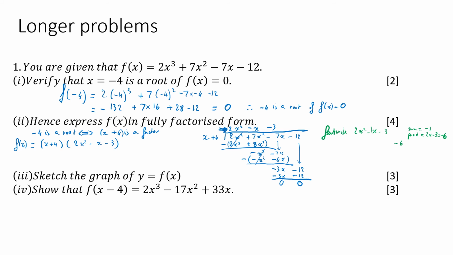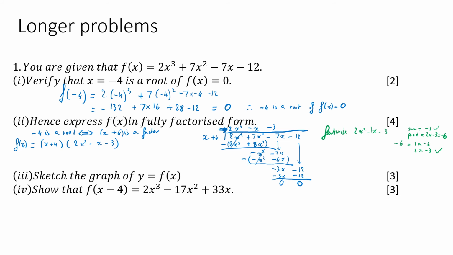If I want to make minus 6, I could make 1 times minus 6. But if I add 1 and minus 6, I do not get minus 1. 2 times minus 3. And if I add 2 and minus 3, I get the minus 1 I'm looking for. So yes, that's my correct pair of numbers.